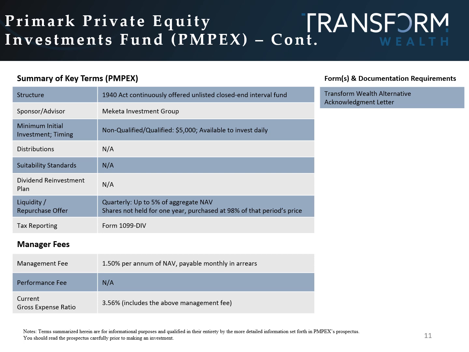There is a current minimum of $5,000. The Primark fund has an annual 1.5% fee and does not have an incentive fee. There is an additional fee of 2% if the shares are not held for more than a year. Additionally, like all private equity funds, there are fund operating expenses that are charged to the fund. The current gross expense ratio is 3.56%, which includes the 1.5% management fee.